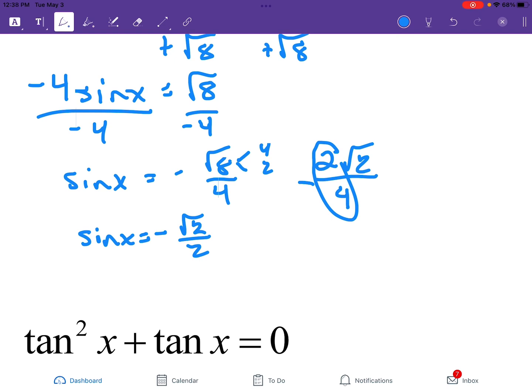All right. What this allows us to do is find the values, the radians, where sine is negative root 2 over 2. There are 2 of them. It is at 5 pi over 4 and 7 pi over 4. Oops, that doesn't look like a 7. 7 pi over 4.